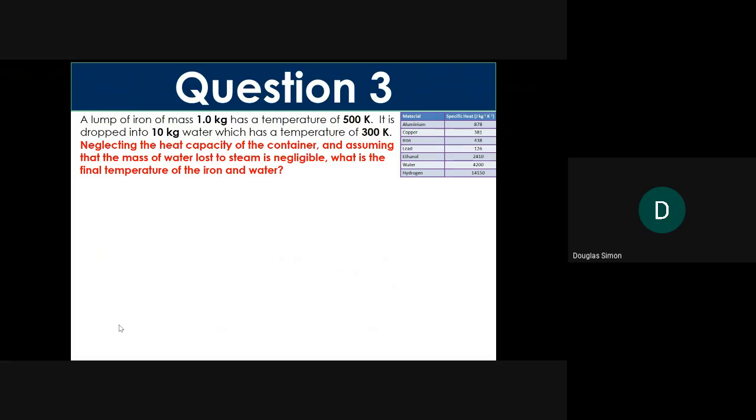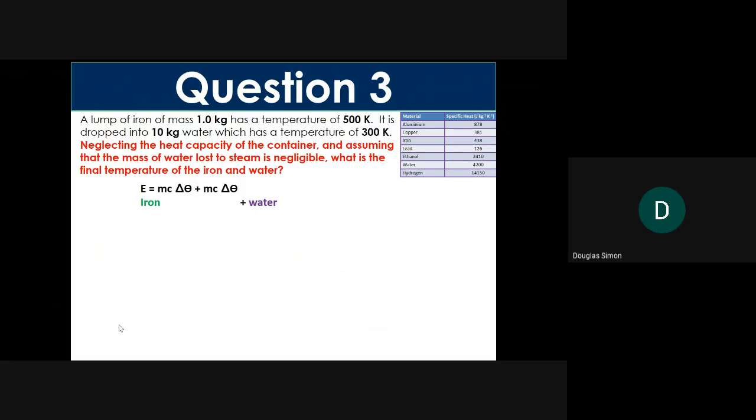Okay, so this does require a few more steps than the previous question, and it also requires quite a tricky piece of thinking. So you might be tempted to just write down something like this and say energy is mcΔθ for both the iron and the water. It's not necessarily that helpful to do this straight away.